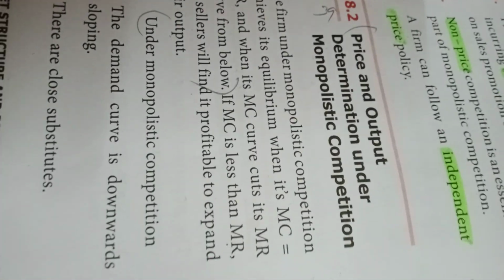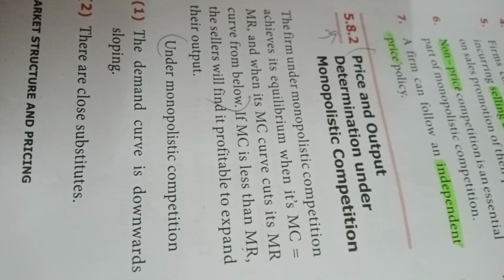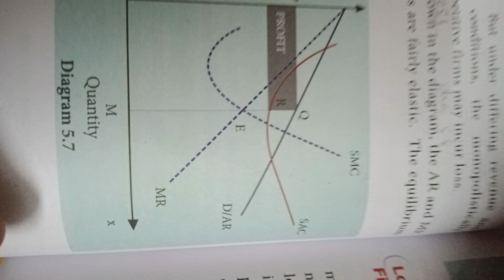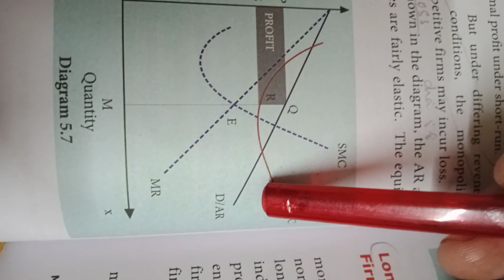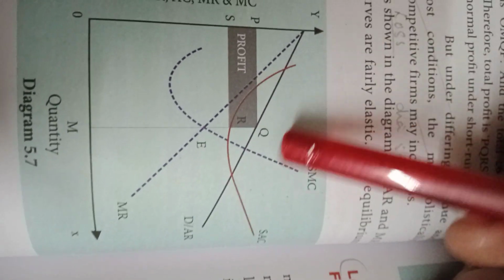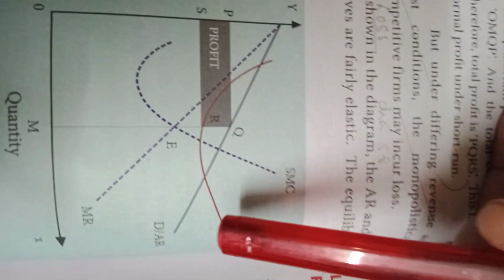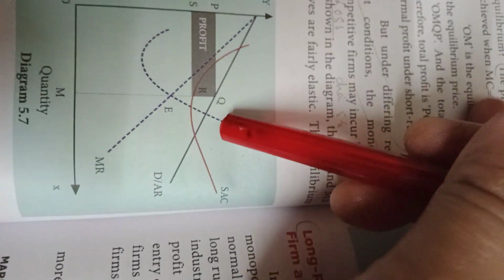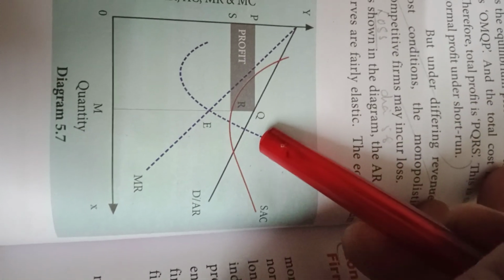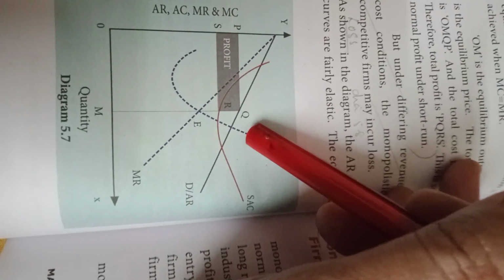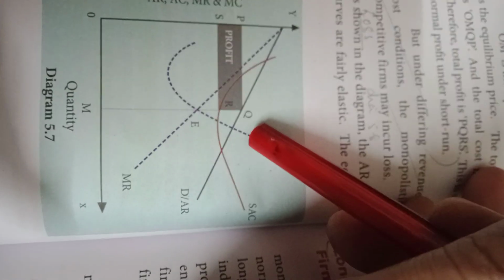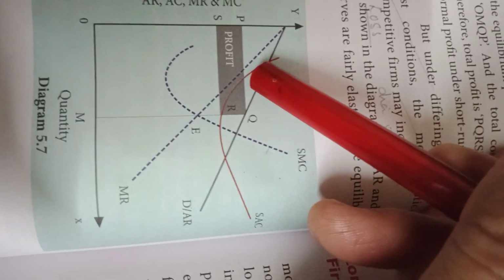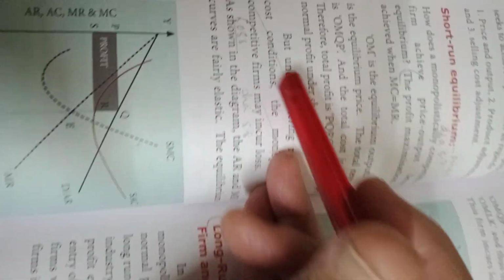MC. Under monopolistic competition, the demand curve will always be a downward sloping curve. You can look into this diagram. Here, AR is nothing but the demand curve. If a monopolist wants to sell more units, he has to reduce the price of the product. That is the reason why the AR curve is a downward sloping curve. This is during the short run: what is the equilibrium quantity and price sold by a monopolist, and what is the total profit that a monopolistic firm will enjoy during the short run.